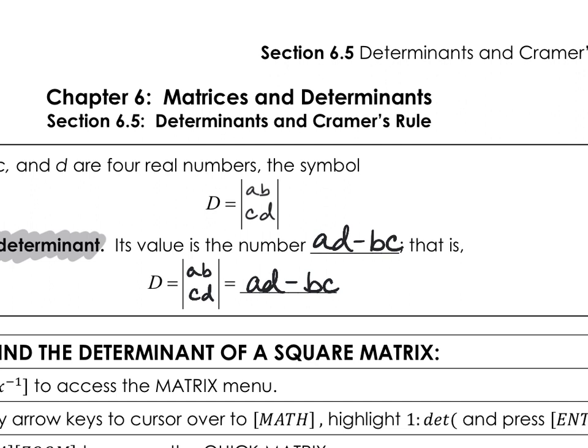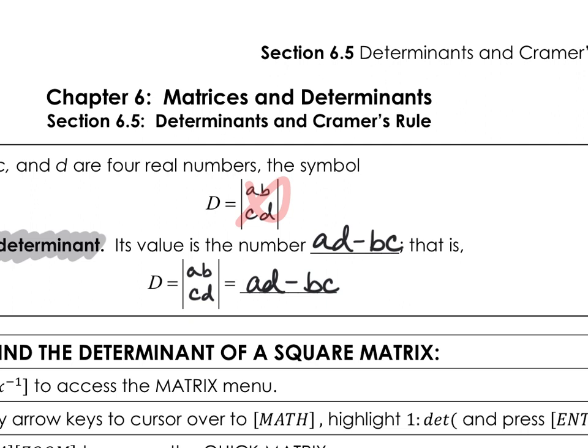So a couple things just to put on our papers right away. I would grab a highlighter for this one. You create this number, this determinant in a 2x2 matrix by doing the following. We go like this. We're going to multiply A times D and then subtract B times C.